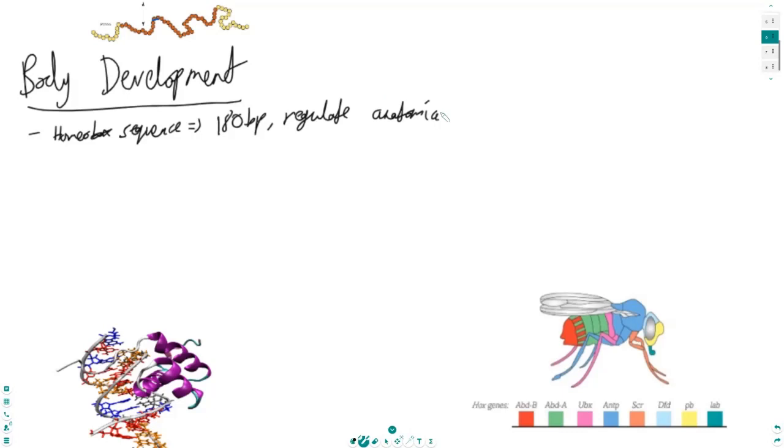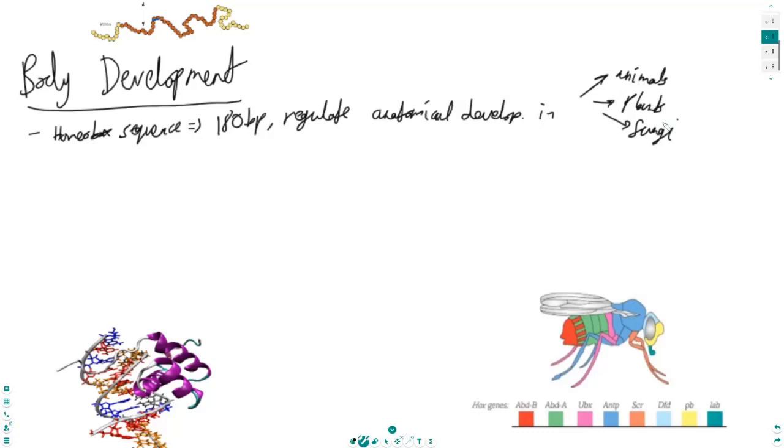Anatomical development in both animals, plants, and in fungi. So basically all eukaryotes, apart from protoplasm. Excuse me.